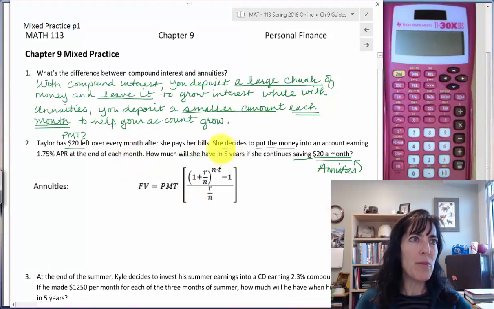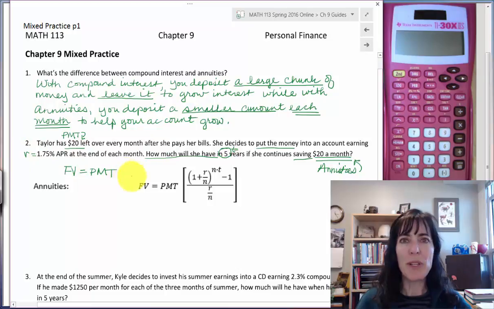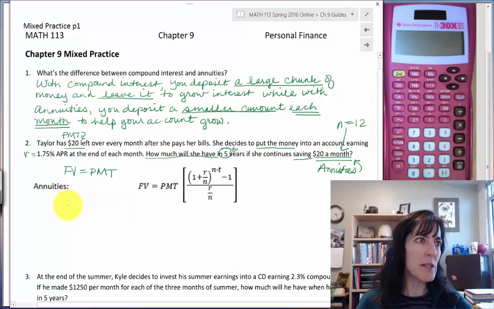I know if we have 5 years, that's going to be T equals 5, and this is going to be my rate, the 1.75%, and I need an N. If it's per month, that tells me the N is 12, and the payment I already identified as $20, and then I want to know how much she has, which is the future value. So I'm ready to plug some things into this formula. I'll just put it way over to the left so that I have plenty of space.